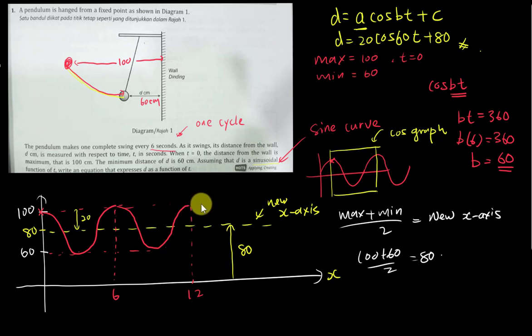So basically this question is about how to use the information given here, where this one is t and this one is d, to form your function.